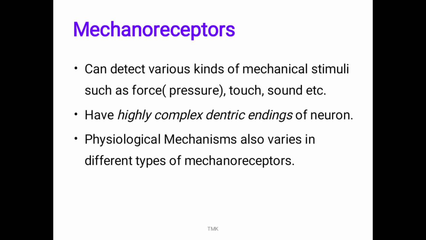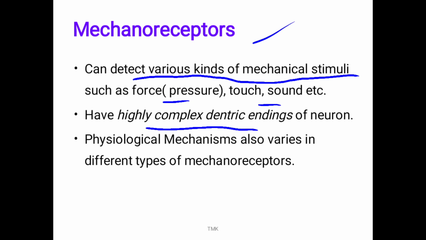The second one is mechanoreceptors. They detect various kinds of physical stimuli such as force, that means pressure, touch, sound, etc. They have highly complex dendritic endings of neurons. Physiological mechanisms also vary in different types of mechanoreceptors.